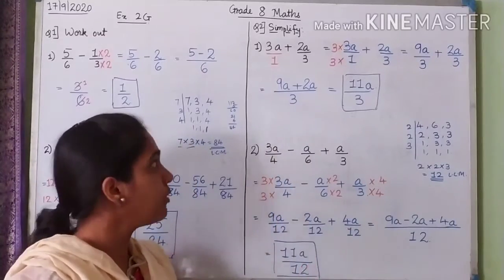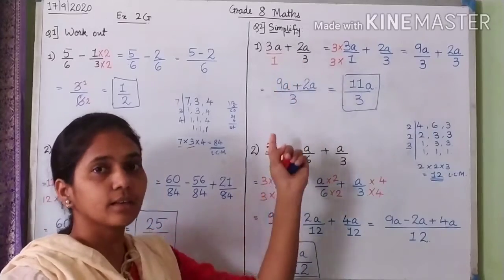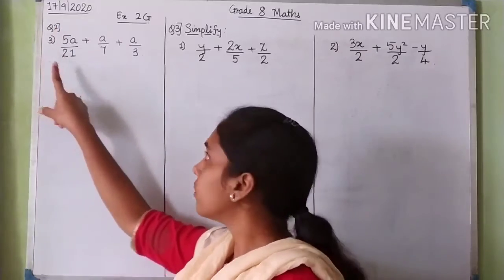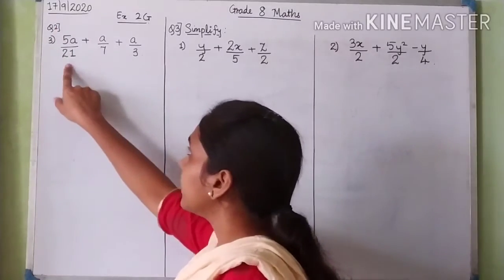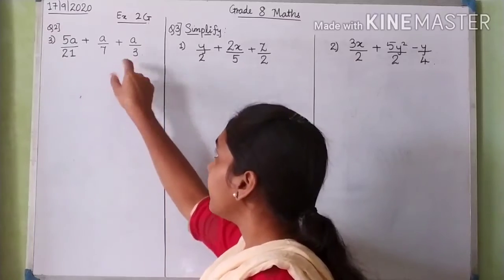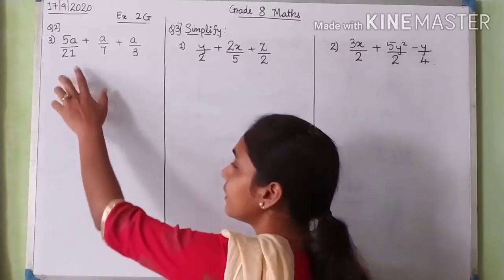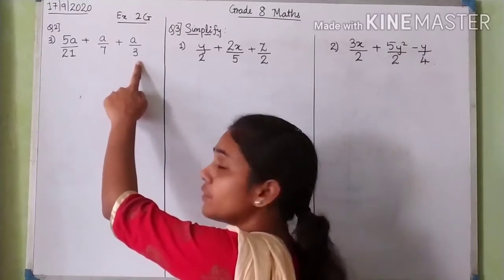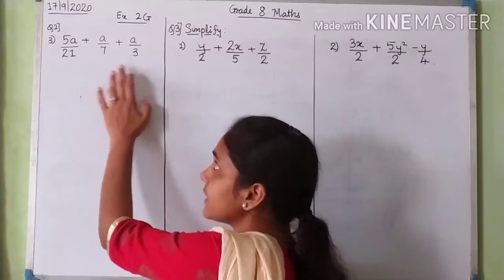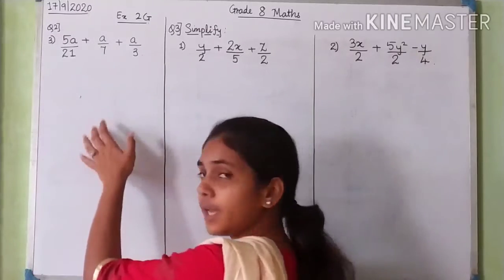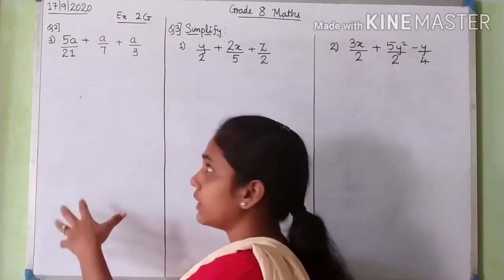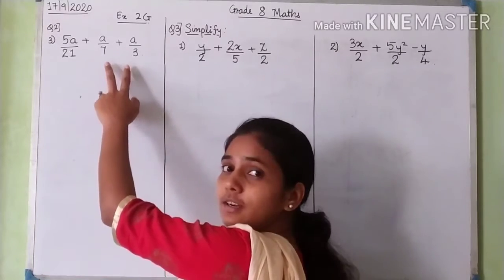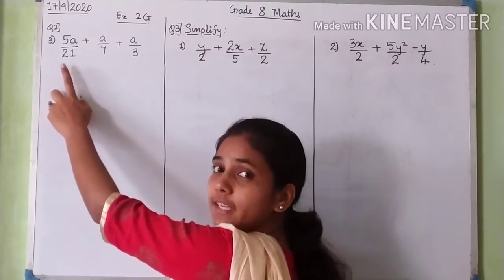Okay, so in this way we solve fractions having variables. Okay, now we go to question number 2, the third sum. Okay, now here you can see that the three denominators are 21, 7 and 3. So here you can see that 21 is a multiple of 7 also and of 3 also. Okay, so here the LCM is going to be 21. If you find the LCM, you will get 21 only. Okay, because 7 and 3 both are multiples of both can be multiplied and we can get 21.